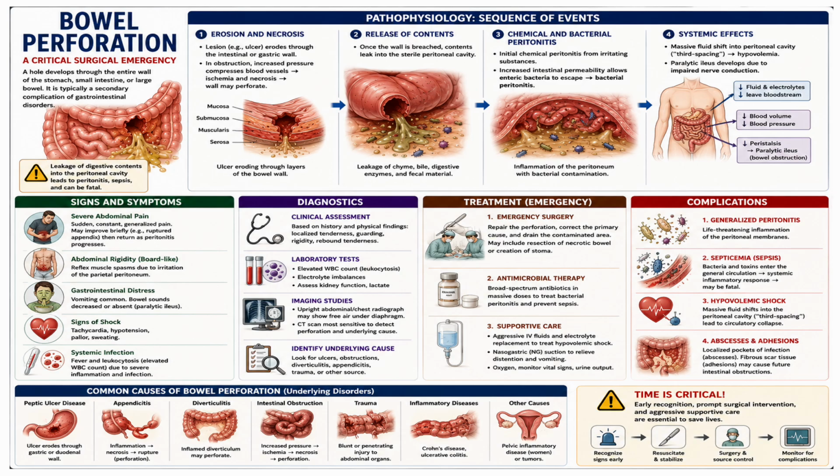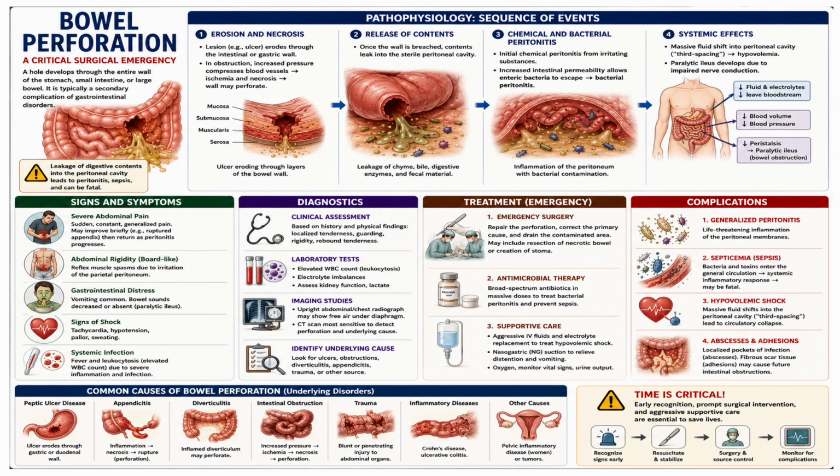Finally, we're going to talk about bowel perforation. This is a critical medical emergency involving a breach through the entire wall of the stomach, the small intestines or large bowel, typically occurring as a secondary complication of conditions like peptic ulcers, appendicitis, diverticulitis, or intestinal obstructions. The pathophysiology follows a progressive sequence of tissue damage, where lesions or pressure-induced ischemia lead to necrosis and a complete breach of the intestinal wall.